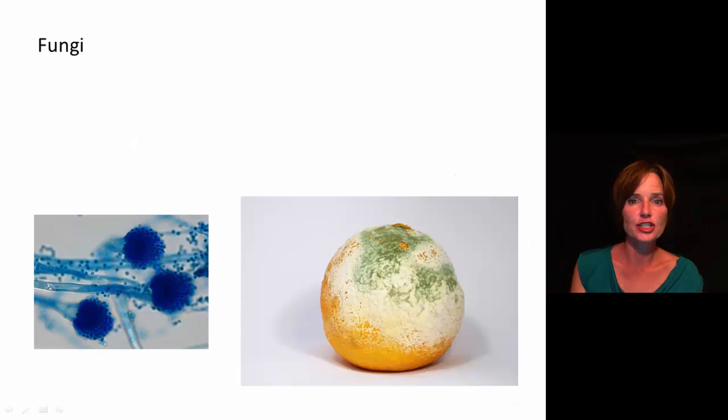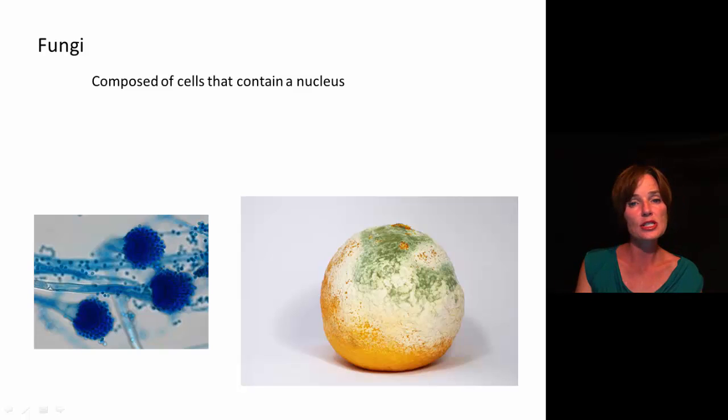Our next group is fungi. A lot of times people look at fungi, like a mushroom, and think that they're kind of similar to plants, but they are a group all to themselves. Fungi are composed of cells that do contain a nucleus. Because their cells contain a nucleus, we do have a special name for those types of cells. These types of cells are going to be called eukaryotic.